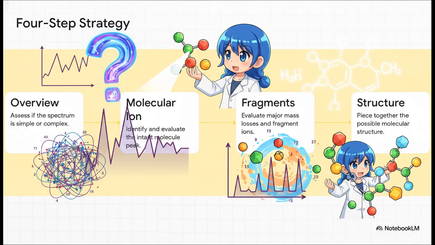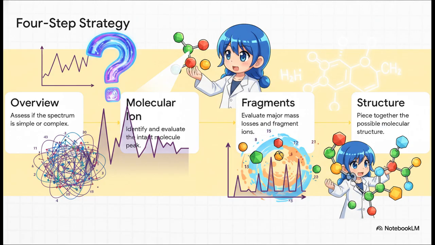Step 1, just get an overview. Is the spectrum simple or is it complex? Step 2, find and evaluate the molecular ion, which is your intact molecule. Step 3, evaluate the major fragments, what pieces fell off. And step 4, use all that information to piece together a possible molecular structure.